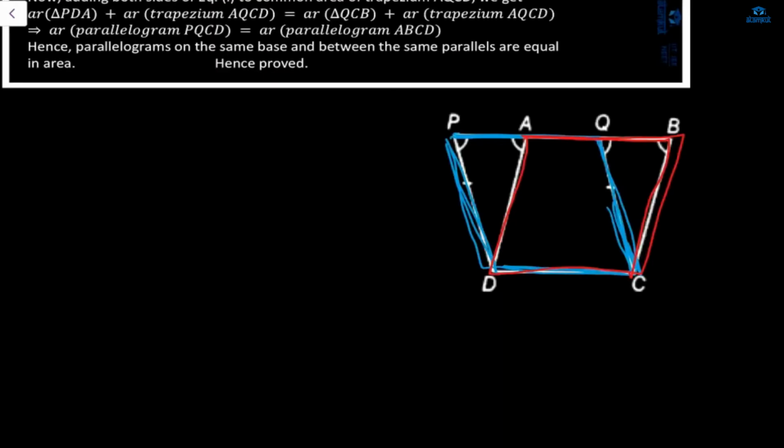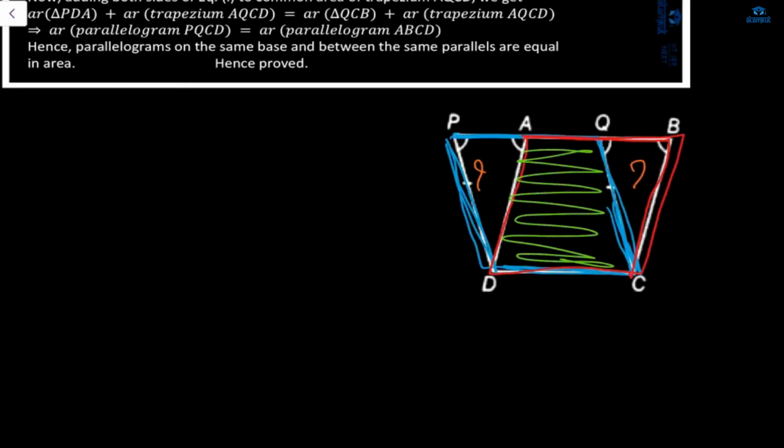If you see the figure very clearly, in the area of parallelogram PQCD and in the area of parallelogram ABCD, this portion is common. Am I right? We need to prove that the areas are equal, and this area is common in both parallelograms. So what if we prove that this and this, these two triangles, are congruent? If these two triangles are congruent, that means the areas will also be equal.